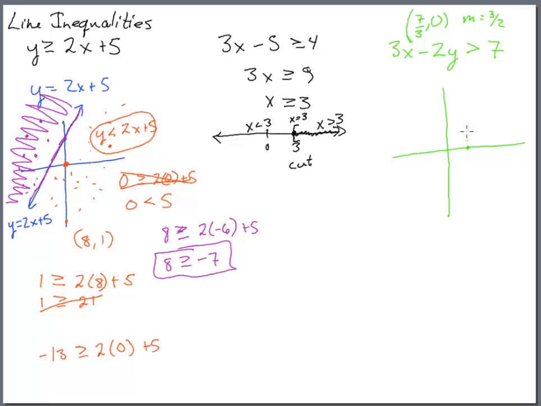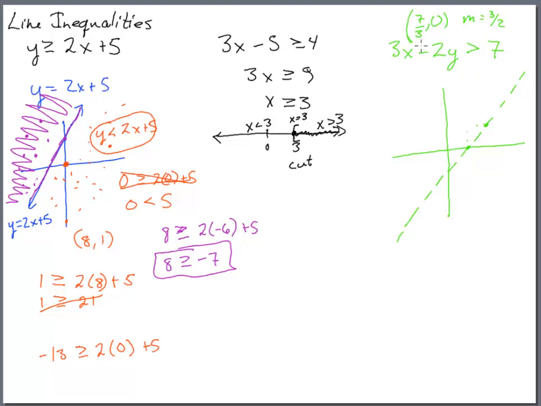So up 3, 1, 2, 3, 1, 2. This point right here. Now this line is not part of the solution, so I'm going to put, like what we did with open circles or parentheses in those other kinds of problems, a dashed line, meaning it is not part of the solution.